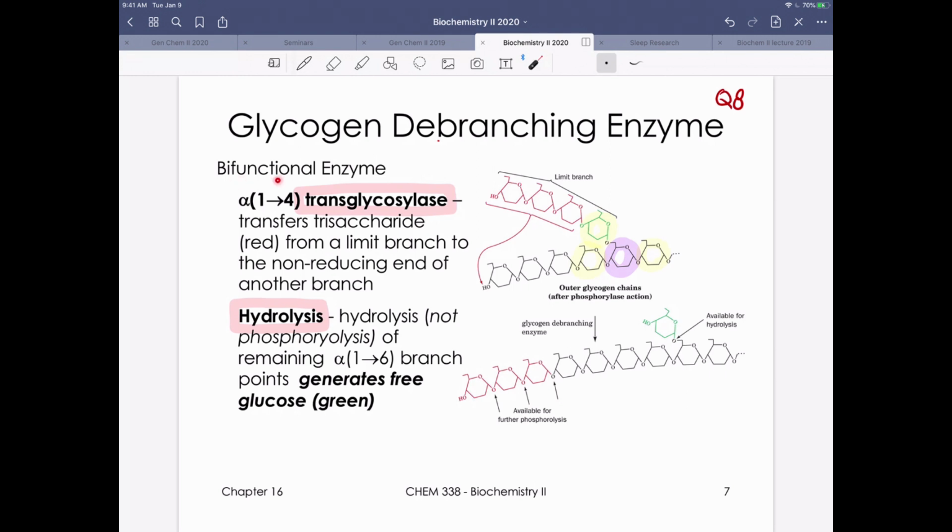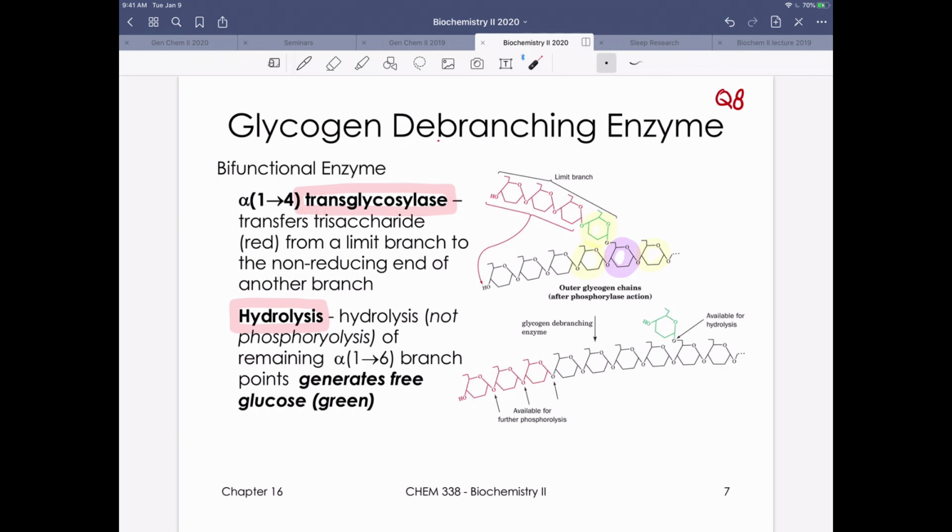So what happens is this bifunctional enzyme is going to move what we call a limit branch. It's not moving this green residue here, which is the residue immediately adjacent to the branch point. This is the residue that has the alpha-1,6 glycosidic linkage. But it can move everything else, and what it does is move it to the end of an existing branch, making that branch longer so that our little Pac-Man, our little phosphorylase enzyme, can chew in from there. So that's the first activity, this trans-glycosylase activity.